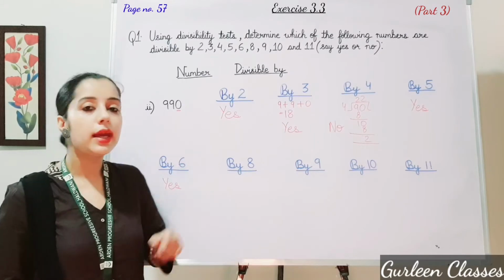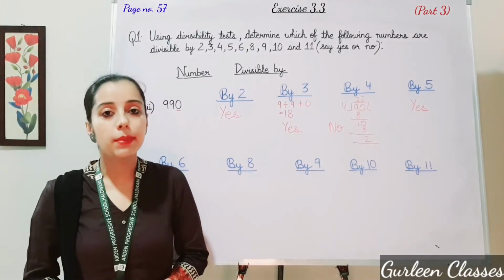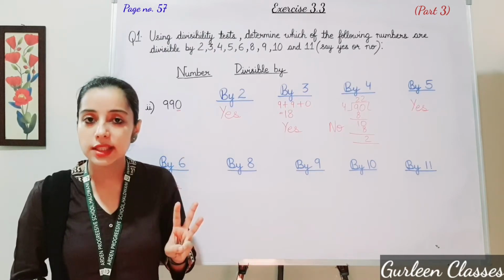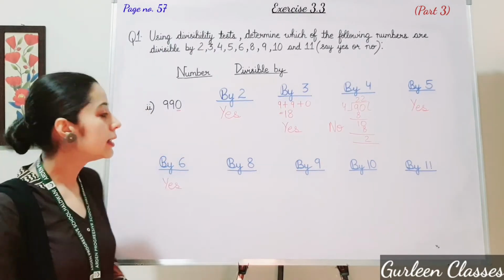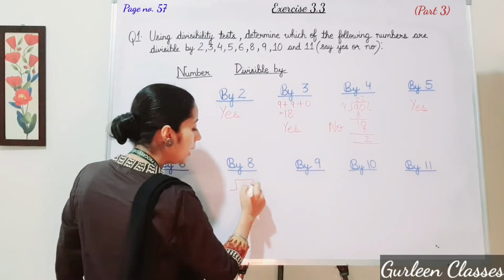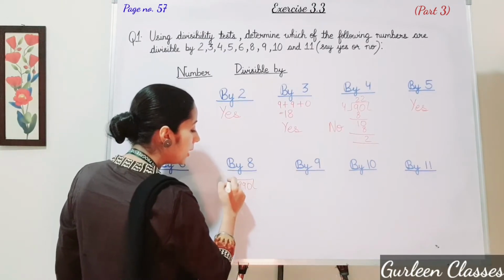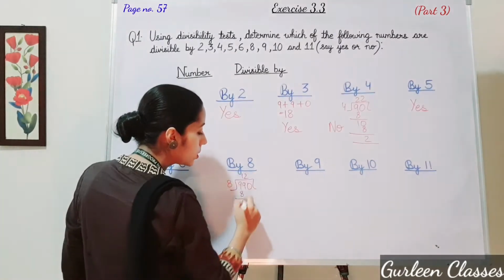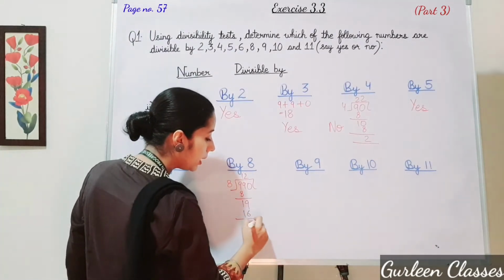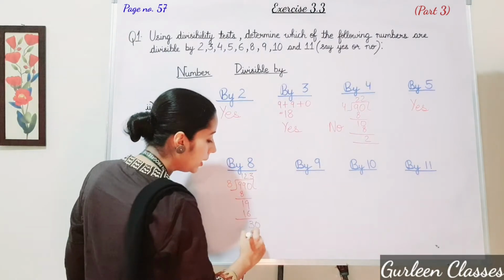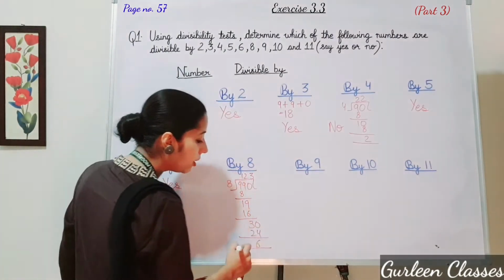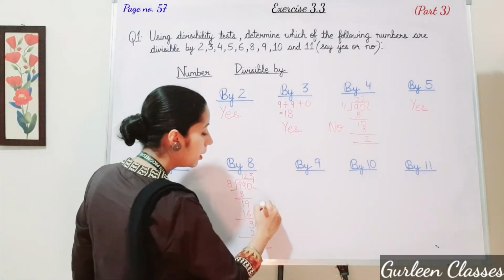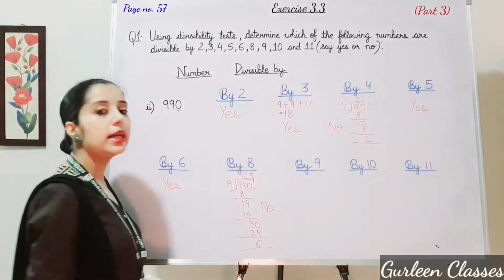Now divisibility by 8. For finding out divisibility by 8, we take the last 3 digits. As the given number is of 3 digits, we will divide it by 8. So find out 990 divided by 8. 8 ones are 8, 19. 8 twos are 16 and 30. 8 threes are 24. So we have a remainder left here again. So it is not divisible by 8. Right here? No. Now divisibility by 9.